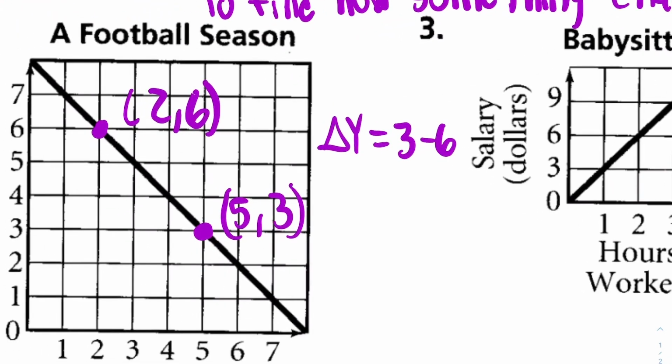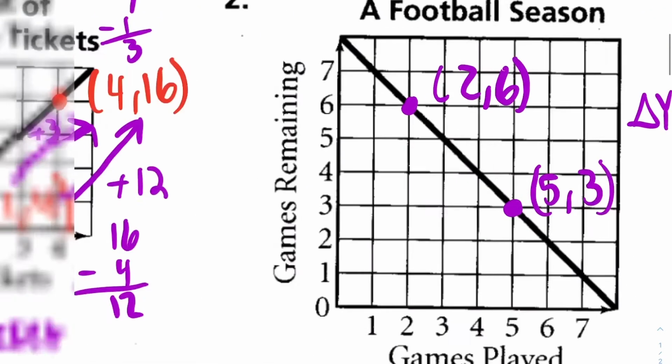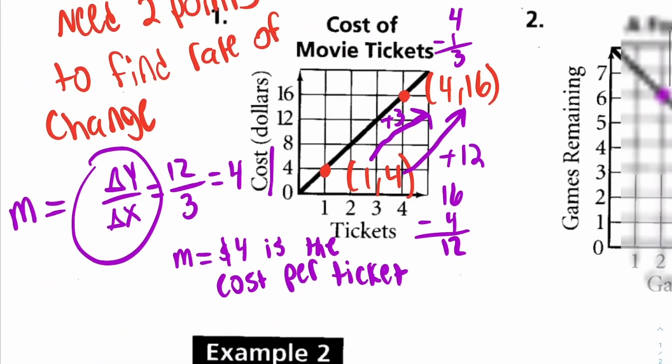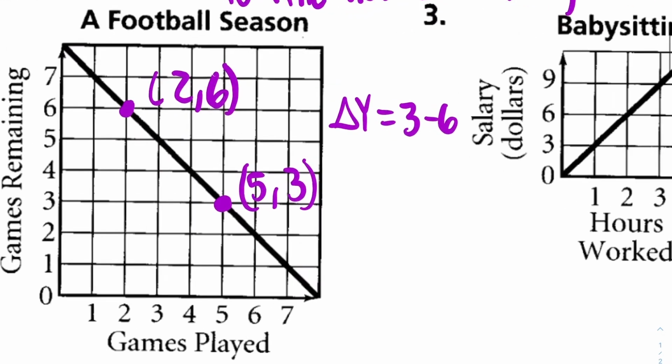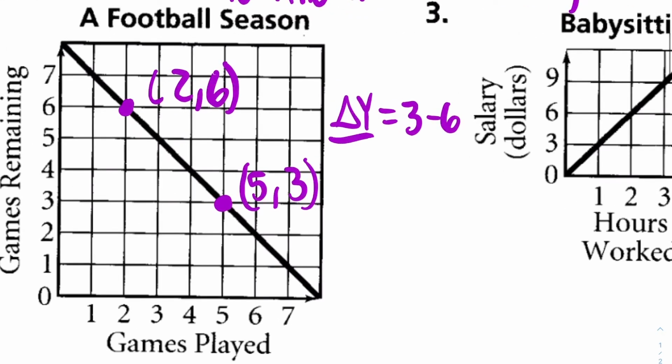Okay, so we're going to combine the two equations. In this example, I took up a lot of space to find the change in y and the change in x. In this one, I'm going to combine the two into one step. We took the final y and subtracted the first y, and we're going to take the final x, which is 5, and subtract 2.